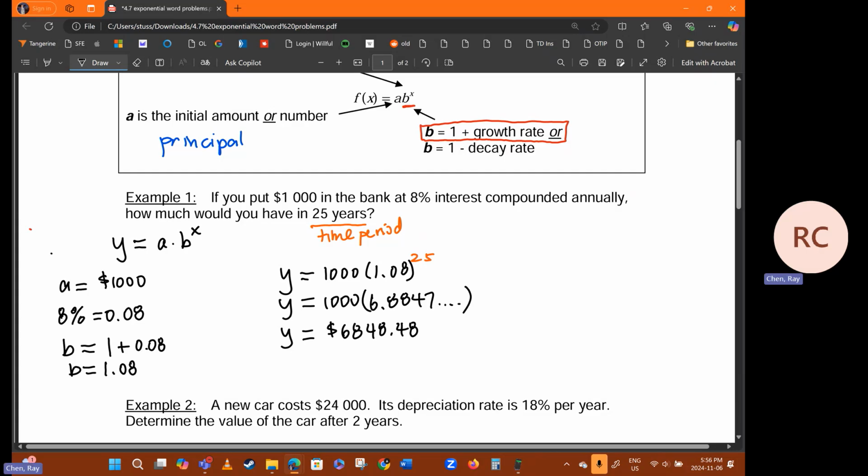So this money is called compound interest, and I wish we had more time when we talk about it later in our final unit called financial math. So how much would you have? We would have $6,848.48. A lot of you realize this is a lot of calculator work.